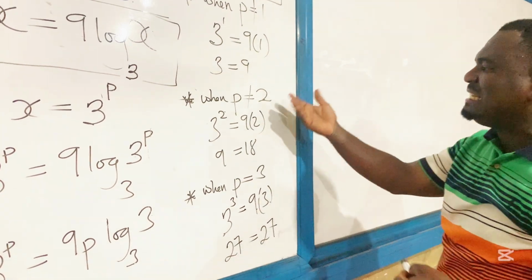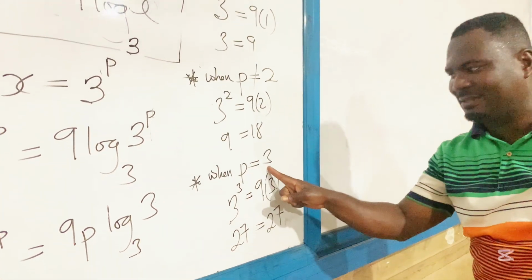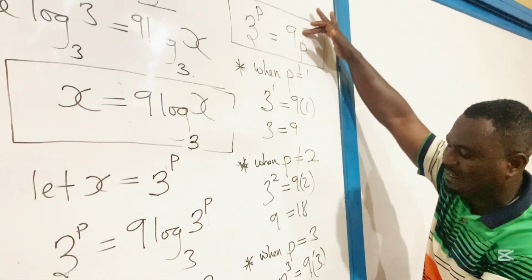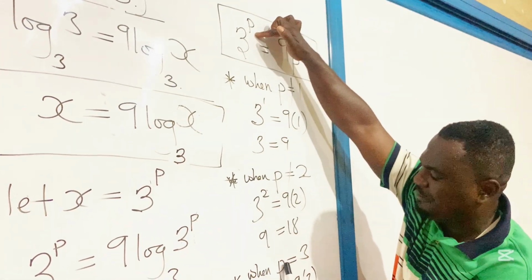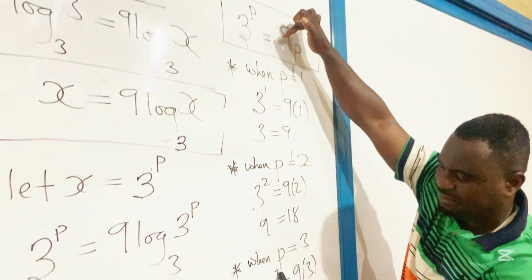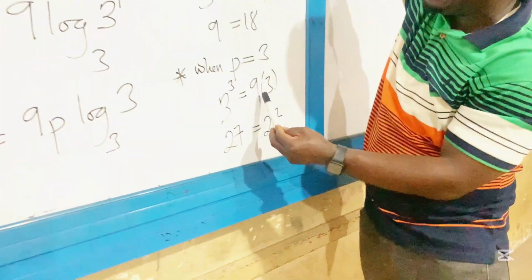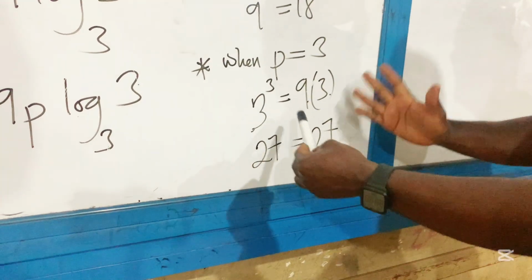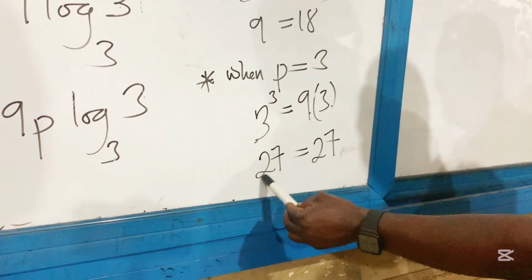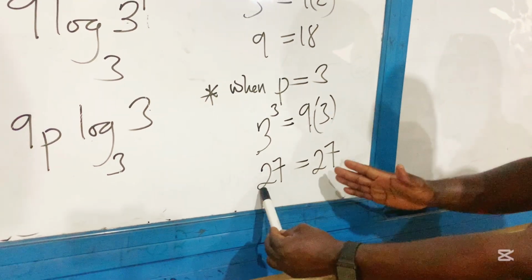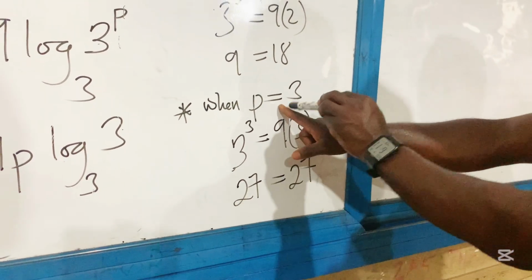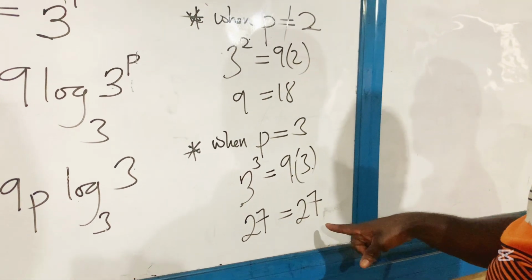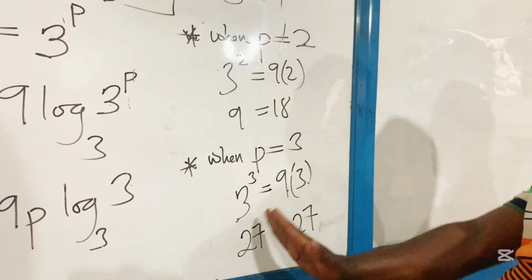Then the next natural number after 2 is 3. So I have to put this 3 here into the original equation. That is why we are getting 3 exponent 3 equal to 9 times 3, because we said p is 3. Let's simplify: 3 exponent 3 will give you 27, and 9 times 3 is 27. So the left is equal to the right, meaning our p here is correct, because the left has balanced the right.